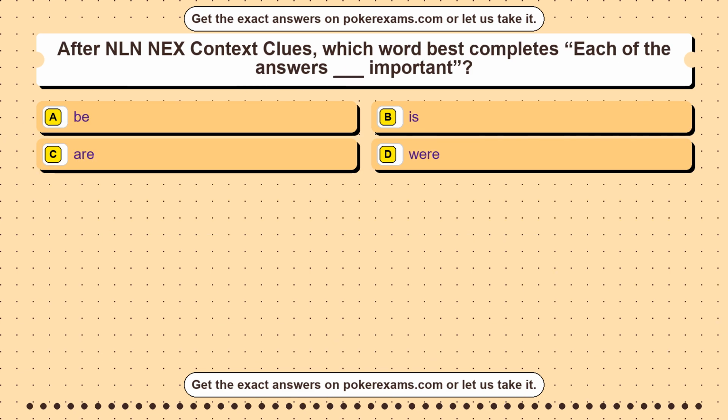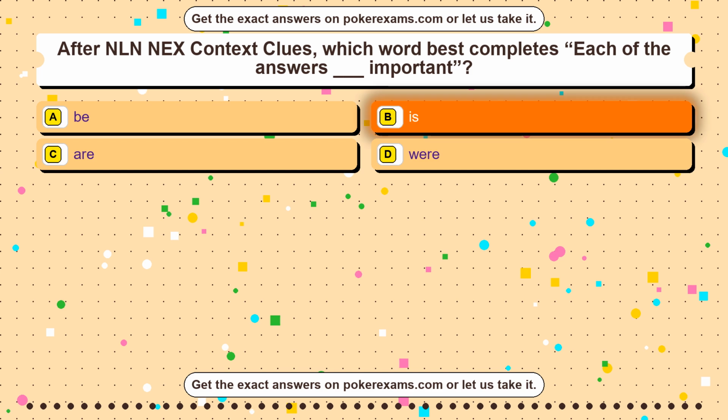Question 36. After NLN NEX Context Clues, which word best completes the sentence: each of the answers blank important? Option A, be. Option B, is. Option C, are. Option D, were. The correct answer is option B, is.